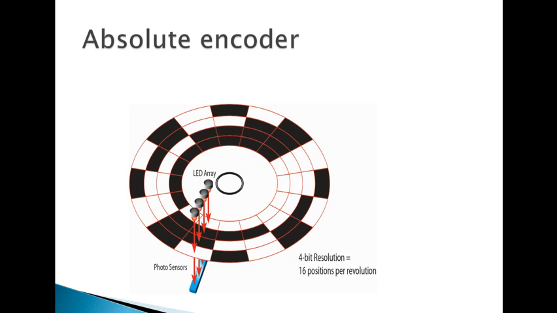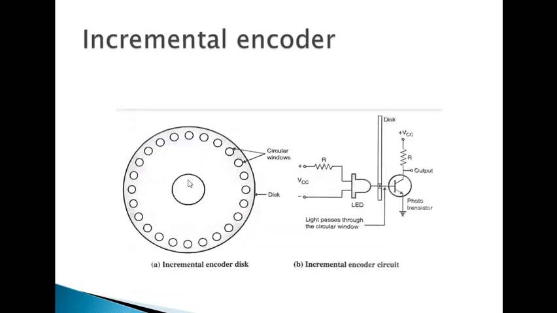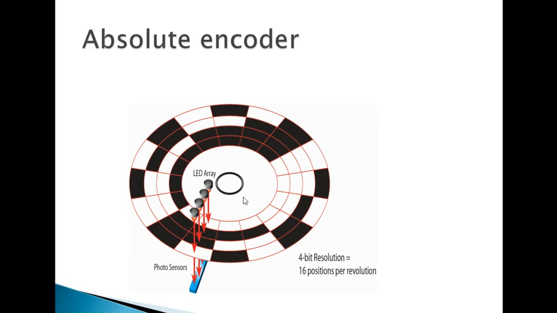So if you see the absolute encoders, such an arrangement is used here. You can see different colors are shown here. This is an LED array, and on the other side there are photo sensors. Just like this one, which shows only one LED and a photo sensor, we can say a photo transistor, but here we are using 4 LEDs and 4 photo sensors.